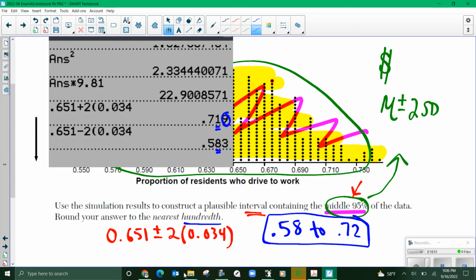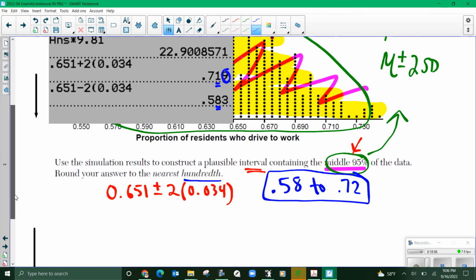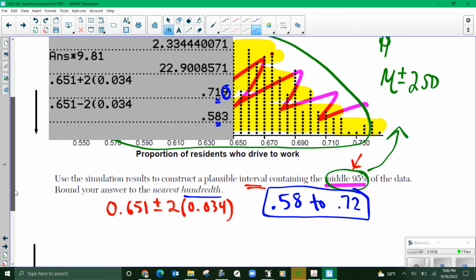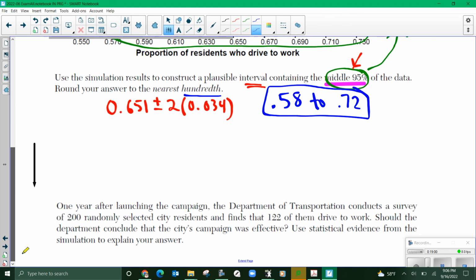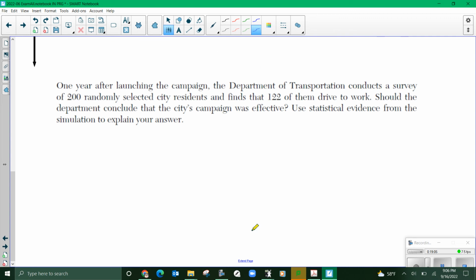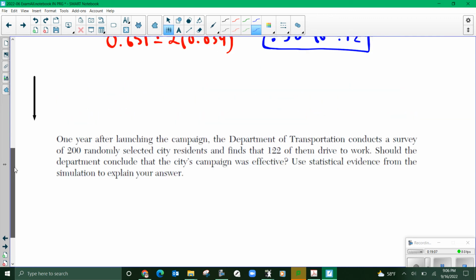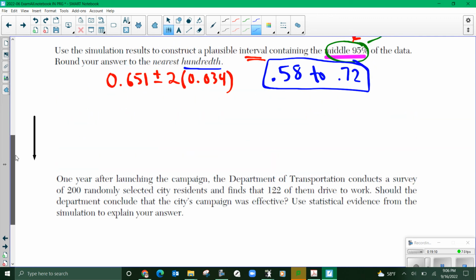All right? Now, you say to me, but Mr. Visca, there's a second part. Okay. The second part says, 1 year after launching the campaign, okay, and there's no math involved here. We're just comparing stuff. 1 year after launching the campaign, the Department of Transportation conducts a survey of 200 randomly selected residents and finds that 122 of them drive to work. Okay?